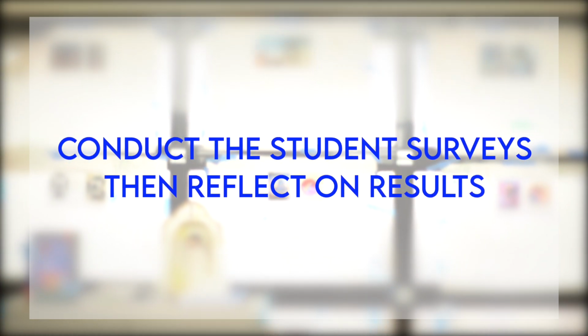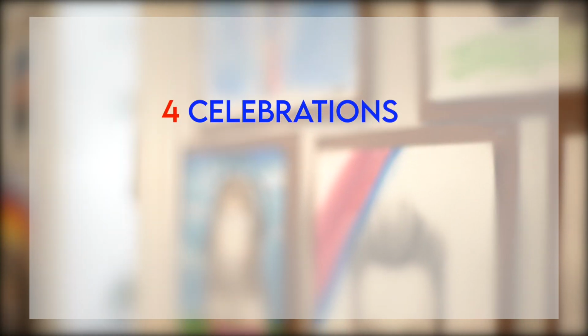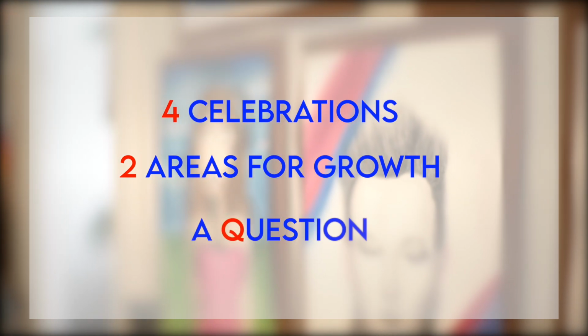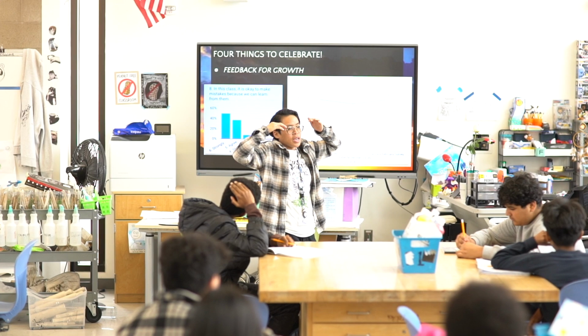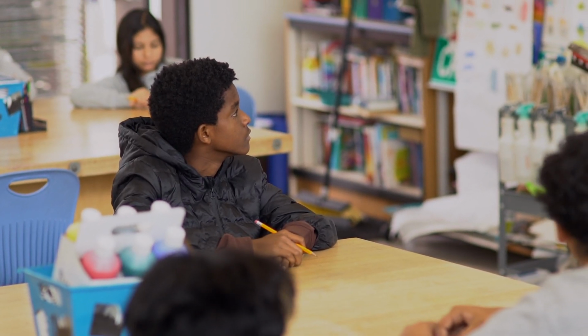Number 2, conduct the student surveys, then reflect on results. Identify 4 celebrations in the data, 2 areas for growth, and a question you have for students to brainstorm around. Number 3, share this data back with students. Be sure to share 1 or 2 concrete things that you are planning to do in a particular area to improve. This can help develop trust and buy-in to avoid survey fatigue.